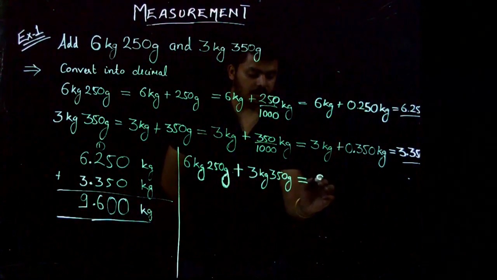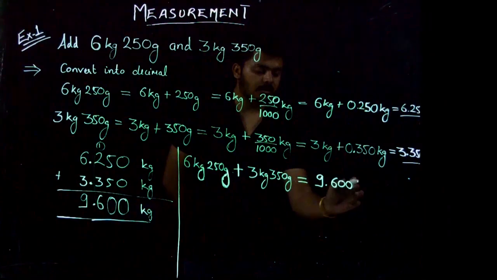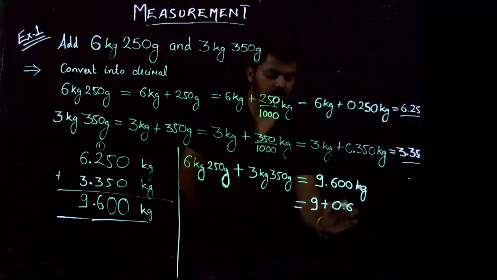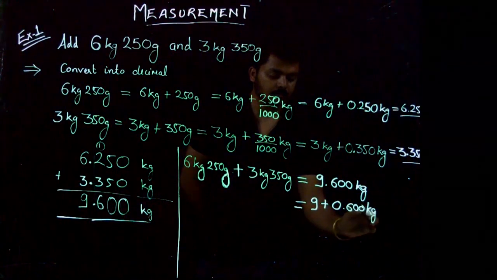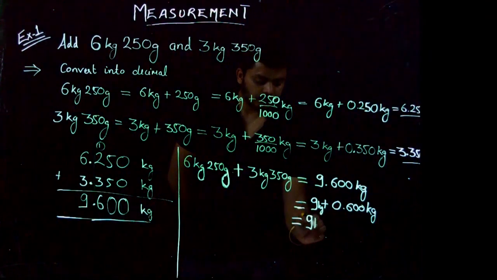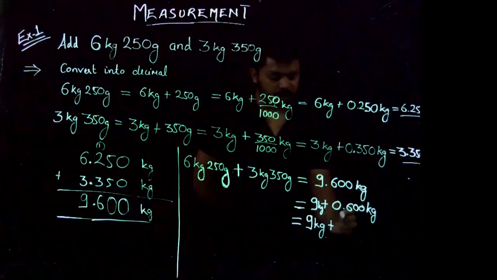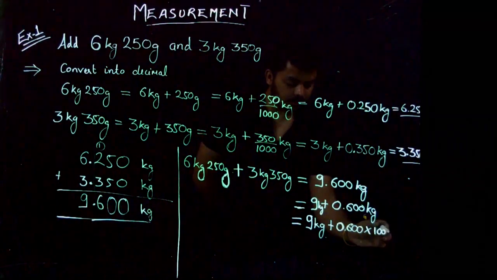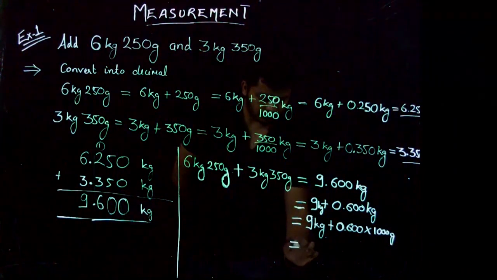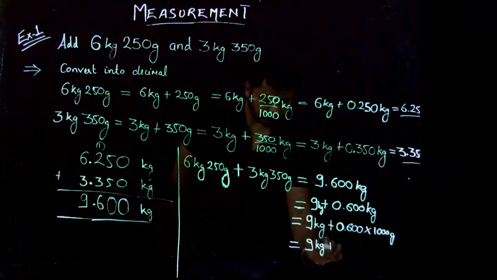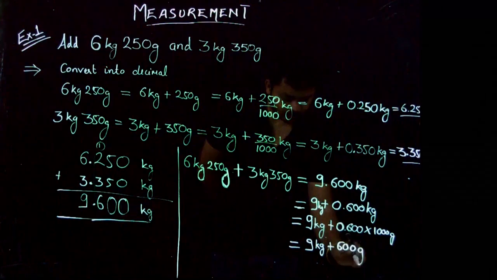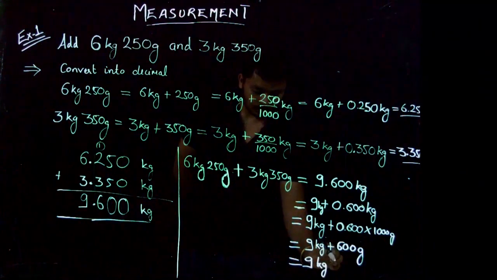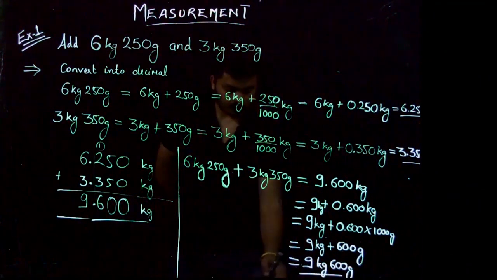equal to 9.600 kilogram, which can also be written as 9 plus 0.600 kilogram, or 9 kilogram plus, converting kilogram into grams, 0.600 multiplied by 1000 grams equals 9 kilogram plus 600 grams, which is equal to 9 kilogram 600 gram. This is our answer.